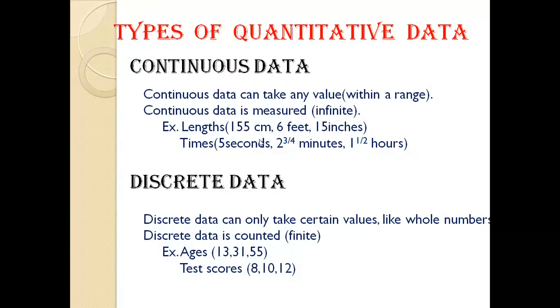Now we see further types of quantitative data. First is continuous data and second is discrete data. First we see continuous data. Continuous data takes any values, means real numbers, because real numbers contain all numbers. It is infinite in number and continuous data is measured.